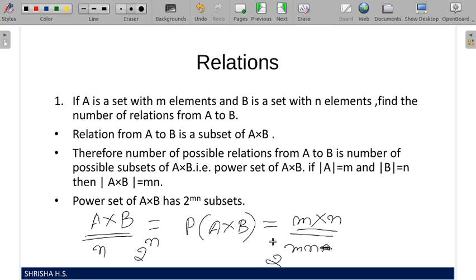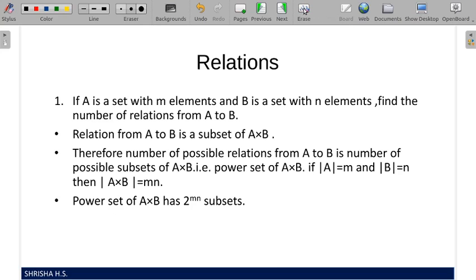So we are taking the power set of A cross B. Let's see it. If A is a set with m elements and B is a set with n elements, find the number of relations from A to B. That's our aim. A relation from A to B is a subset of A cross B. Therefore, the number of possible relations from A to B is the number of possible subsets of A cross B, that is, the power set of A cross B.